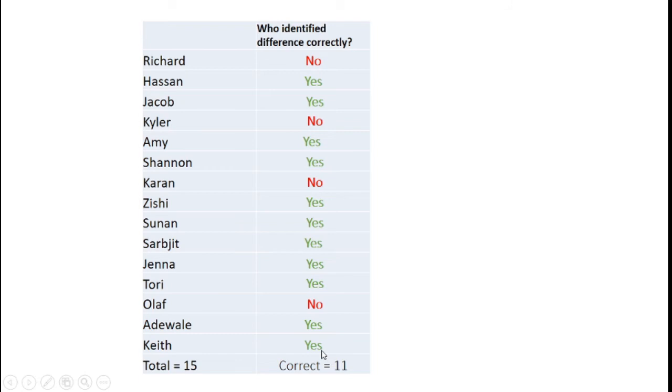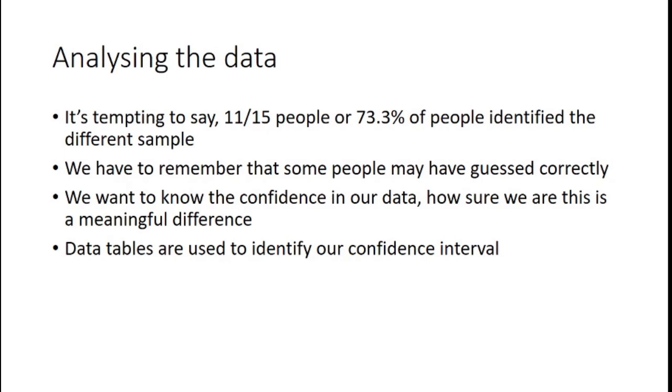So we had 11 out of 15 people discriminate the samples. Now, it is tempting to just go along and say, oh, 11 out of 15 people, or 73% of people identified the correct sample. But we have to remember that some of these people were also likely guessing. And so it is important for us to go and do a bit of a statistical analysis. But again, I promised you at the beginning of this video, not a lot of hard math.